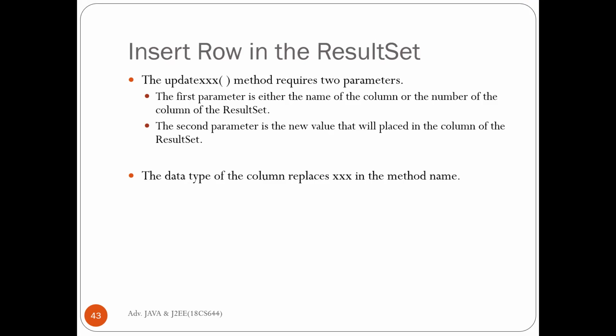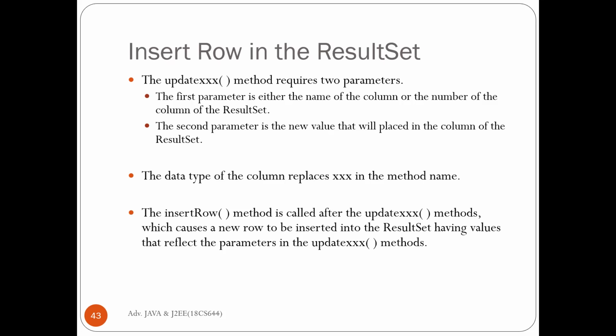The insert row method is called after the update method. So we'll update the values, then we have to call the insert row method, which causes the new row to be inserted into the result set having the values that are currently pointed to by the result set. Again, this updates the underlying database also. So we shall see an example.